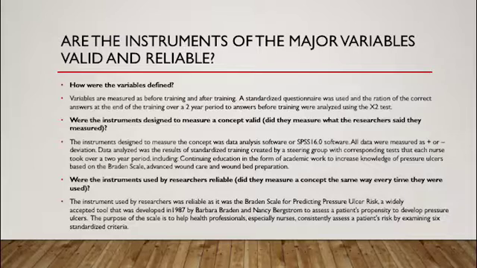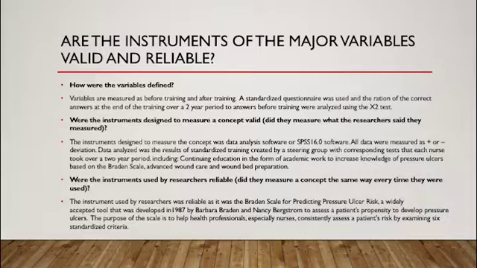Were the instruments used by researchers reliable? Did they measure a concept the same way every time they were used? The instrument used by researchers was reliable, as it was the Braden scale for predicting pressure ulcer risk, a widely accepted tool that was developed in 1987 by Barbara Braden and Nancy Bergstrom to assess a patient's propensity to develop pressure ulcers. The purpose of the scale is to help health professionals, especially nurses, consistently assess a patient's risk by examining 6 standardized criteria.